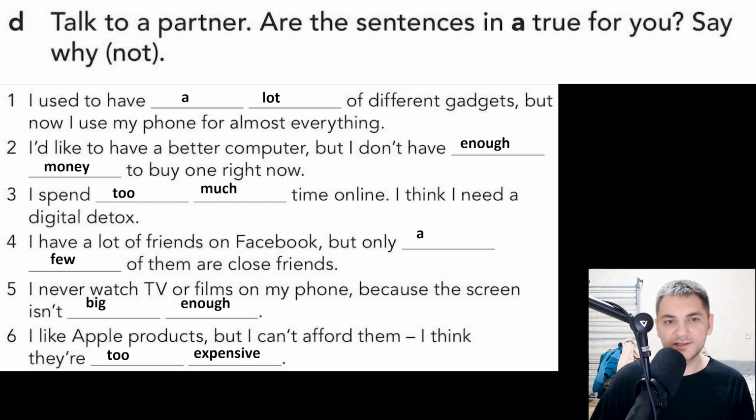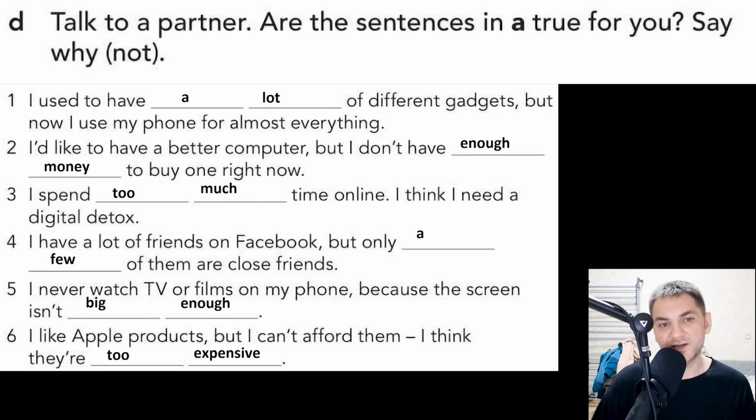Sentence 2. I'd like to have a better computer, but I don't have enough money to buy one right now. Yes and no. Don't get me wrong, I think everybody would like to have a better computer. But honestly, I do have enough money to buy one, I just don't actually need it because my current computer is fast enough for all my tasks. And when it comes to gaming, I play very old video games, so they don't require a powerful computer at all.